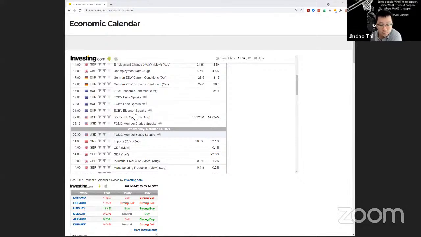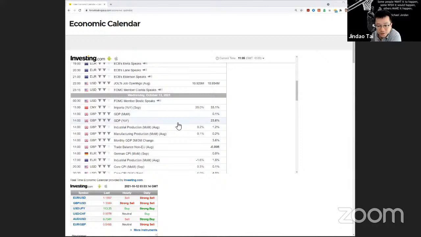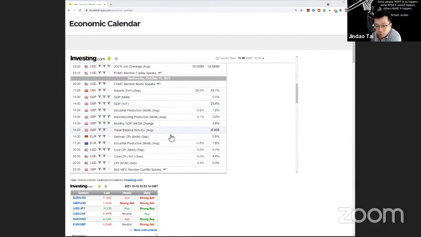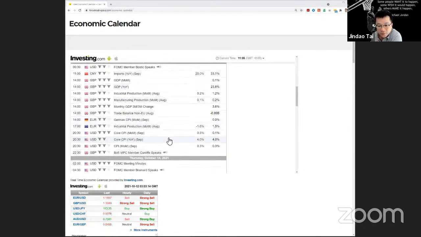The next thing, as Scott was telling you already, the JOLTS job openings. At this level, not a big change. I don't think it's going to move prices too significantly or move the dollar index too much. The main attention should shift towards tomorrow on Wednesday evening, where we do have the CPI numbers to be released.